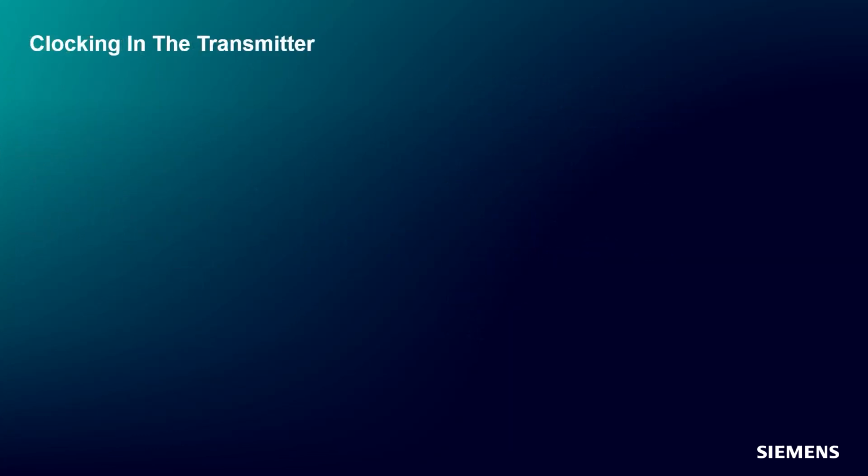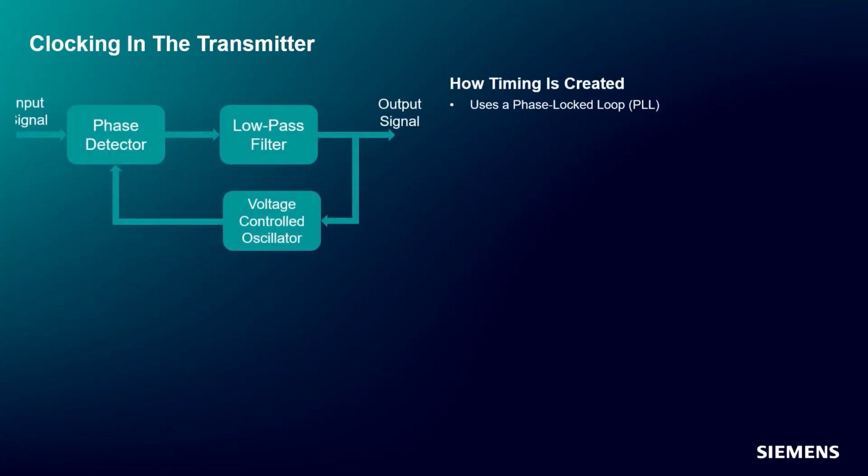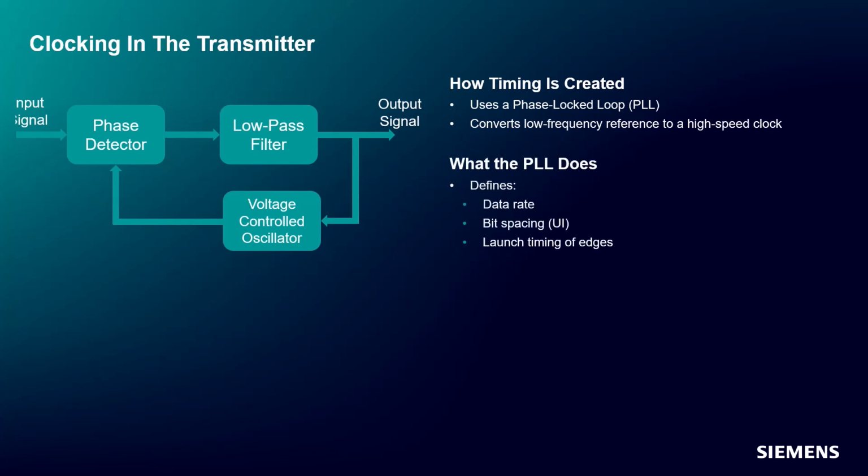Let's start with how timing is created. At the transmitter, timing is generated using a phase lock loop, or PLL. The PLL takes a low frequency reference clock and generates a very high frequency clock that determines the data rate of the link. This clock drives the serializer and ensures that bits are launched onto the channel at precise intervals. In other words, the transmitter defines the timing of the data stream.